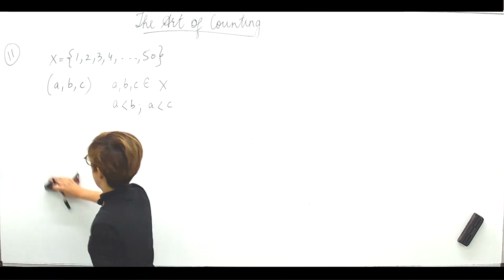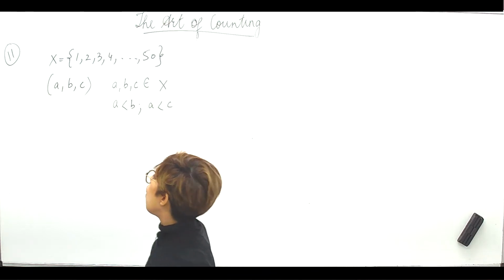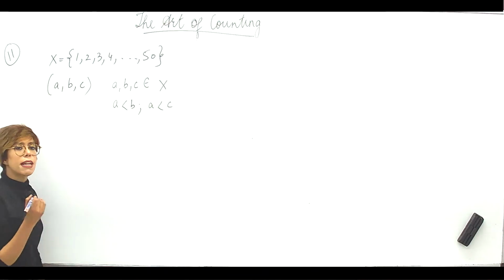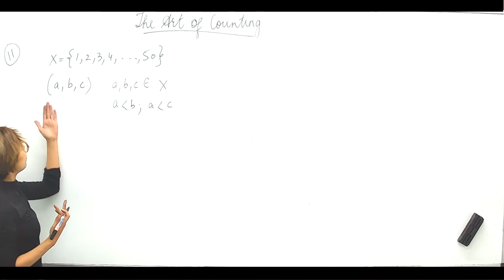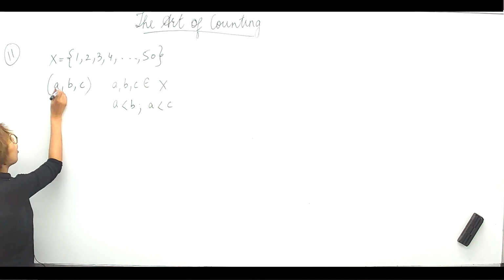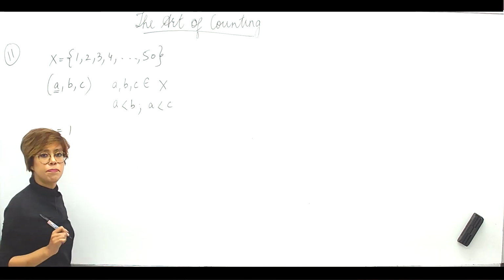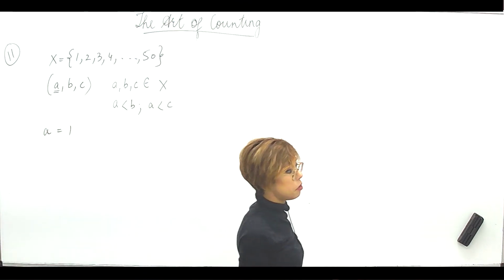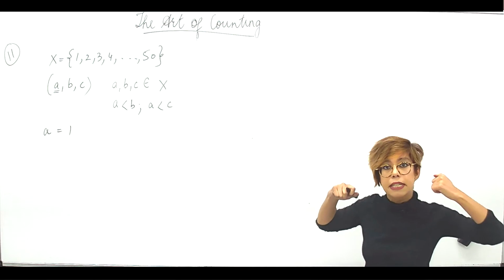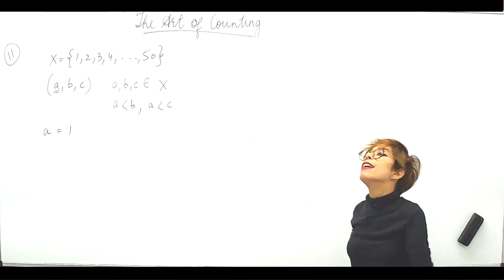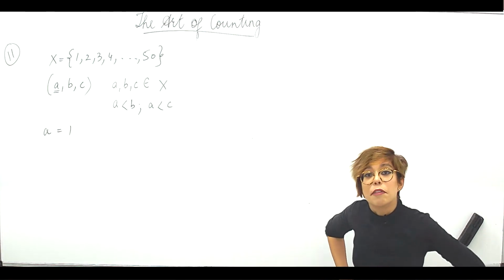Okay, let's see. Now, ordered triplets, ordering matters. So let's start from one end. Let's talk about A first. Now, suppose A is 1. A can be 2, A can be 3, A can be 50. Can A be 50? We will discuss that at the end. Can A be 50 or not?